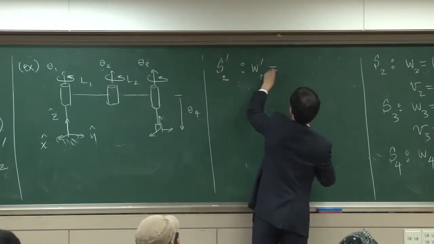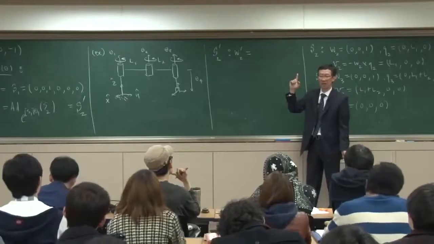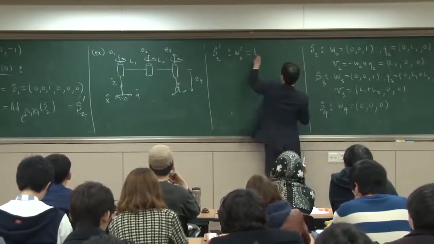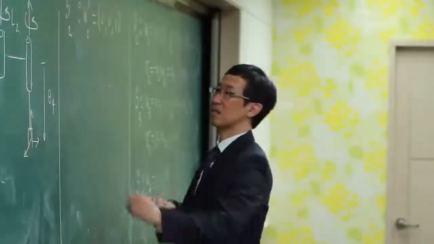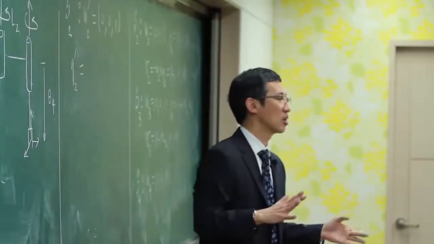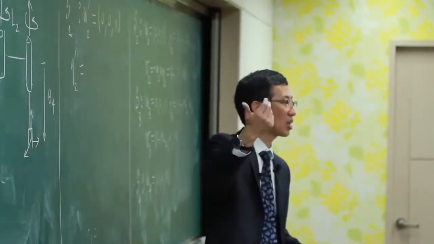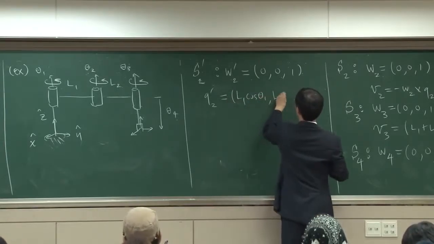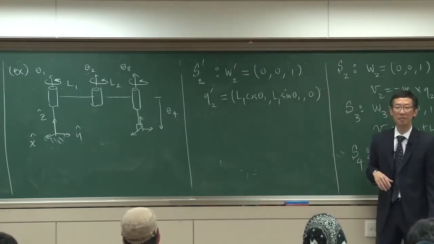So omega 2 prime, what's the axis? What's the direction of joint axis 2? Direction of joint axis 2, always in the z direction. Okay, so this part doesn't change. Now let's find q sub 2, q2 prime, a point on joint axis 2. Okay, could change. Depends on theta 1. So L1 cosine theta 1, L1 sine theta 1, 0. Okay, there's my q2 prime.